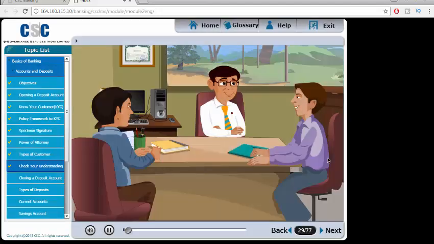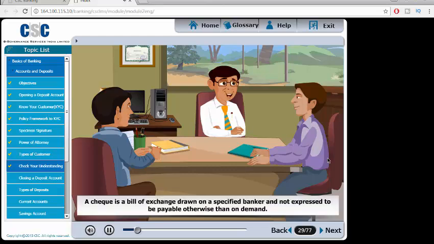We know that savings and current account holders are issued checkbooks. Can you please tell me more about checks? Sure. As per the definition, a check is a bill of exchange drawn on a specified banker and not expressed to be payable otherwise than on demand. This means that a check is an instrument that is exclusive to the banking system and no other institution is empowered to operate a checkbook system.